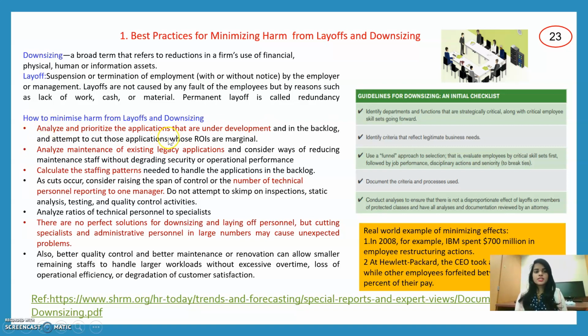First, analyze and prioritize the applications that are under development, analyze the maintenance of existing legacy applications, and calculate the staffing patterns, including whether we need different managers for different sets of teams. There is no perfect solution for downsizing and laying off personnel, but cutting specialists and administrative personnel in large numbers may cause unexpected problems in any organization. For example, in 2008, IBM spent $700 million on employee restructuring actions. At Hewlett Packard, the CEO took a 20% cut, while the other employees forfeited between 2.5 and 50% of their pay.